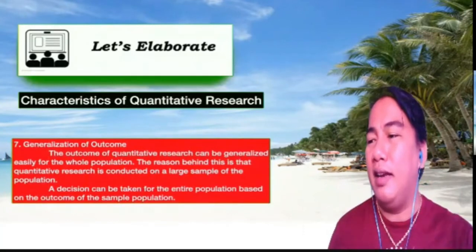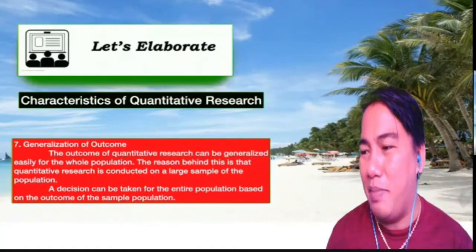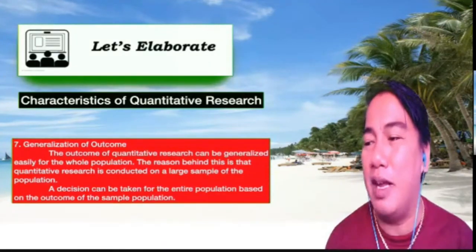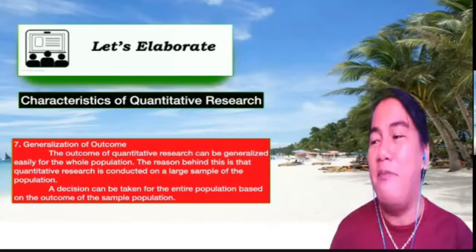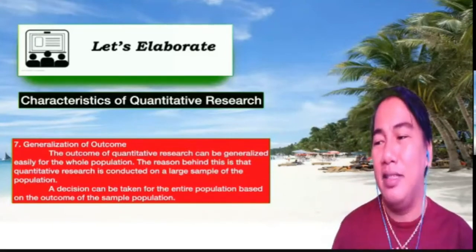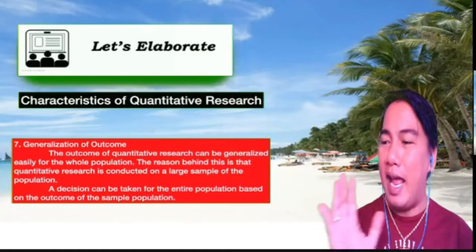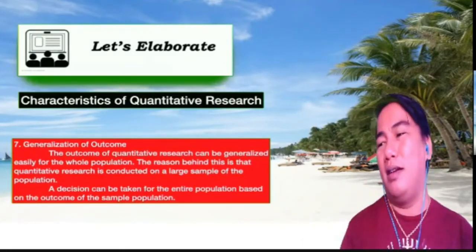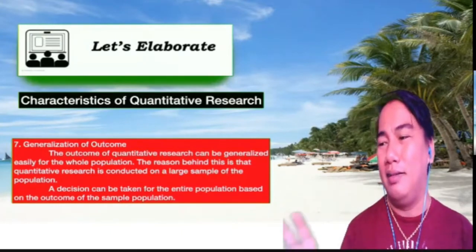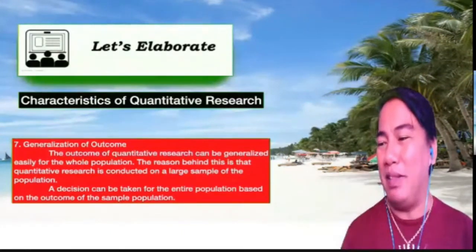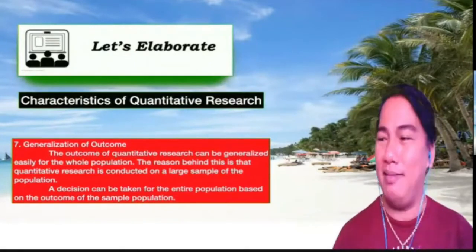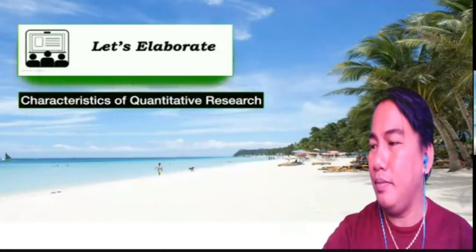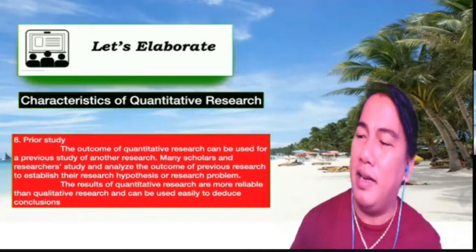Okay, generalization of outcome. My explanation is similar. The outcome of quantitative research can be generalized easily for the whole population. The 7 out of 10, the 7 generalizes the 10. Okay, so because 7 said so, the remaining 3 no longer have a say. Only the 7 have the majority who said it. Okay? Let's elaborate. Try your study. Somebody to please read.